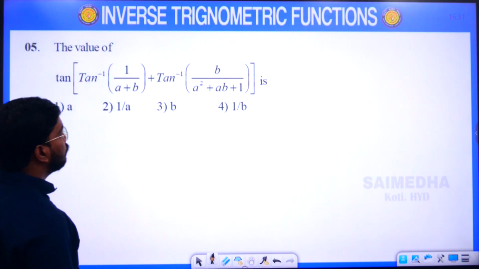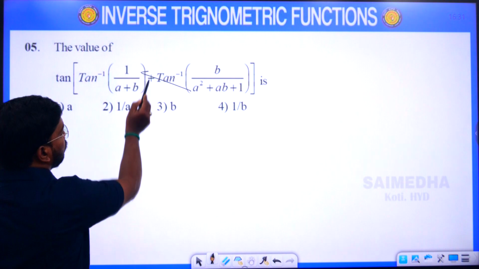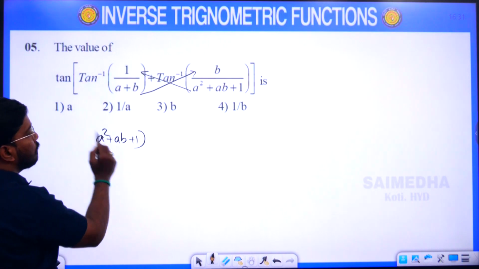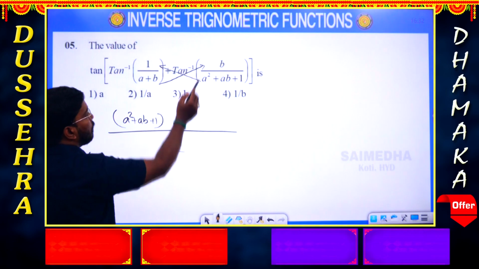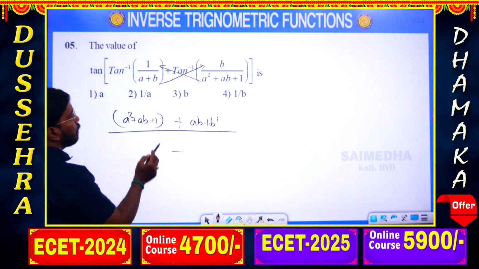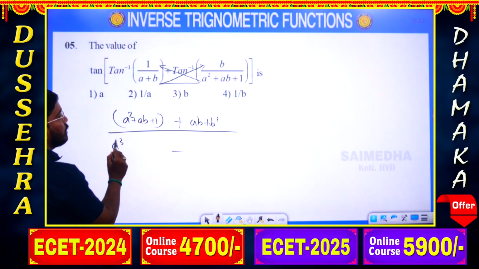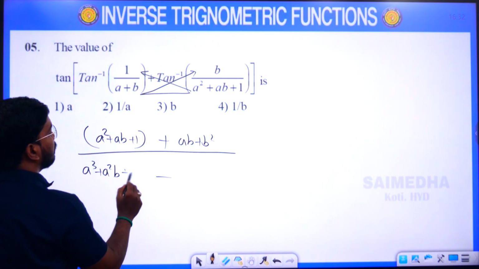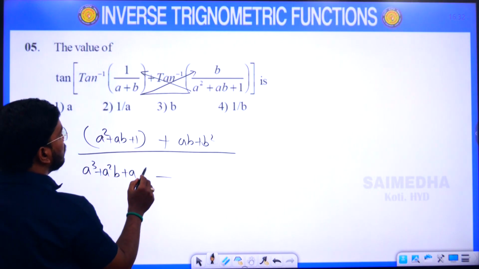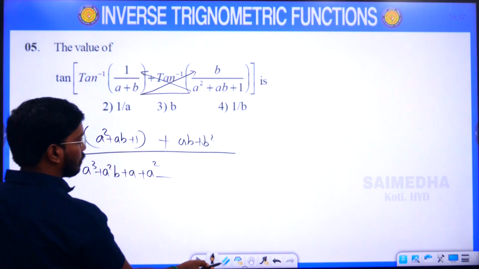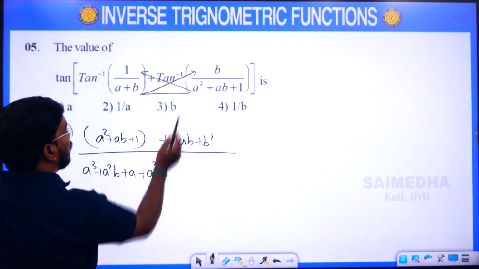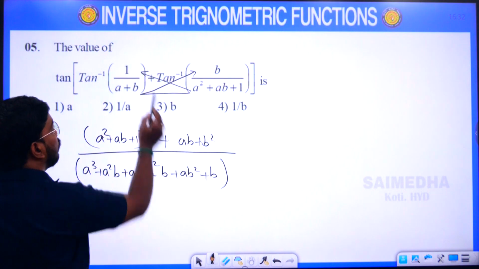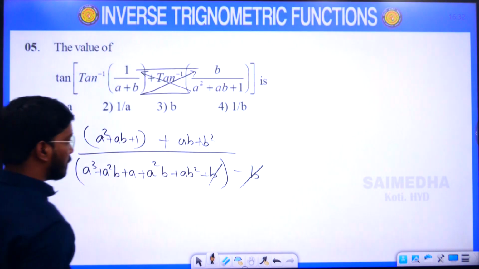The value of tan inverse of a by b, let's do the cross method again. We know this is first multiply, this is second multiply. First multiply, a square into 1, a square plus ab plus 1. Second multiply, a into b, ab, ab plus b square. Third multiply, a square into a, we're going to get a cube plus a square b plus a. Now with b again, what are we going to do? A square b. This is a square b, a b square plus b. This is the third term. Fourth term is 1 into b, minus b. So this plus b and minus b anyhow gets cancelled.